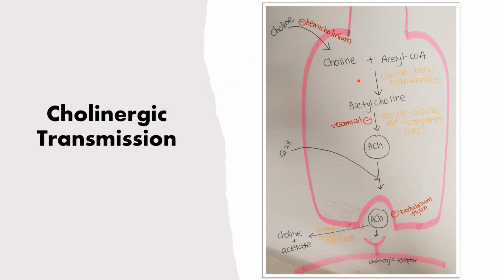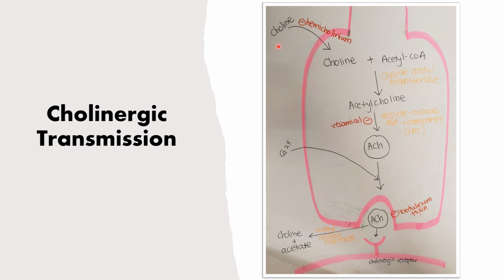So acetylcholine is made from choline and acetyl coenzyme A. The first step is the transport of choline into the axon terminal. So this is the axon terminal, right? So the transport of choline into the axon terminal is actually the rate limiting step of the whole reaction. And this step can be inhibited by hemicholinium.